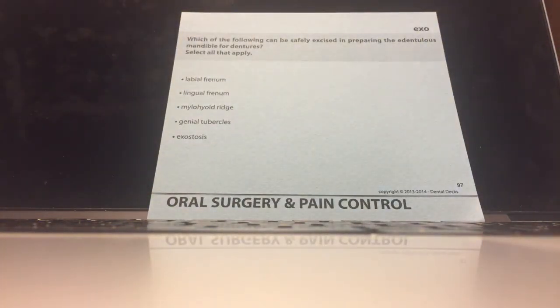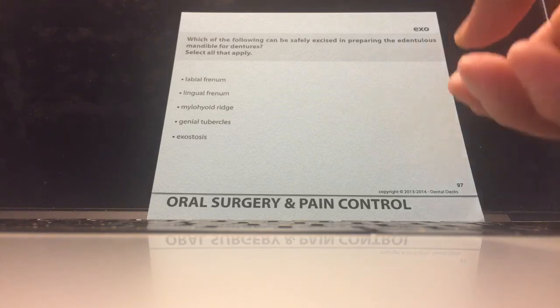Which of the following can be safely excised in preparing the edentulous mandible for dentures? Labial frenum, lingual frenum, mylohyoid ridge, genial tubercles, exostosis.